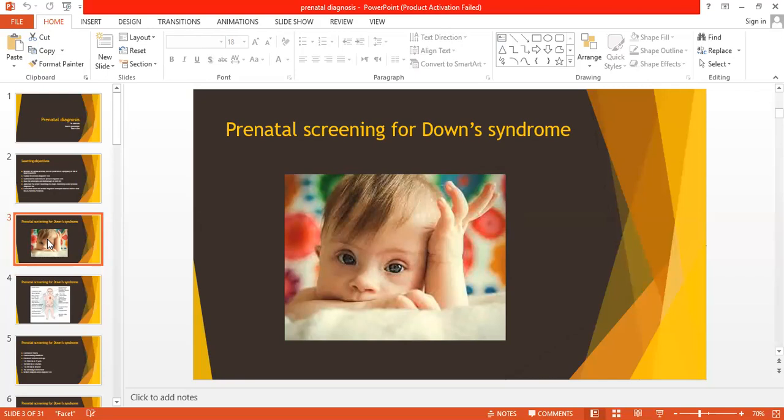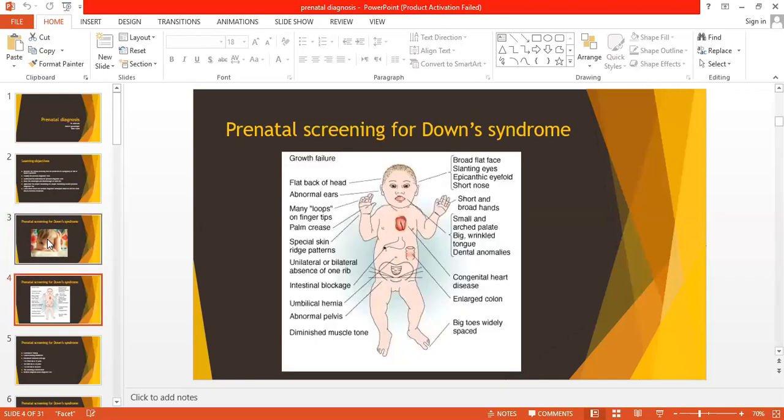Down syndrome is a common aneuploidy. It is basically trisomy 21. The clinical features are, as you can see in this diagrammatic representation, growth failure of the baby, flat back of head, abnormal ears, many loops on fingertips, single palmar crease, unilateral or bilateral absence of one rib. There may be intestinal blockage, umbilical hernia, abnormal pelvis, diminished muscle tone.